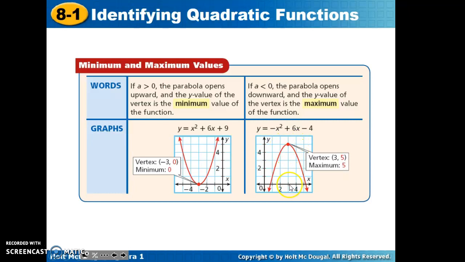When I plug in this x value 3 into the equation and evaluate, I get y equaling 5. Our maximum value is 5, whereas our minimum value over here, when we plugged in the x value negative 3, we got a y value of 0. Therefore, our minimum is 0. Over here, our maximum is 5.